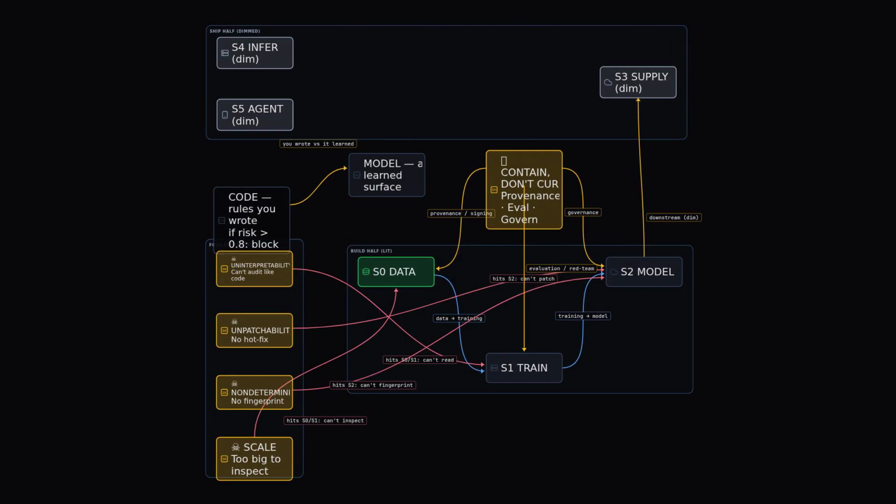Why AI is uniquely attackable. The 4 properties that break security. Defensive explainer on the build half. Data, training, the model. We're on the build half of the pipeline. S0 data, S1 train, S2 model. The ship half, supply, inference, agents, is dimmed. Governance, zero trust, monitor and red team run beneath.